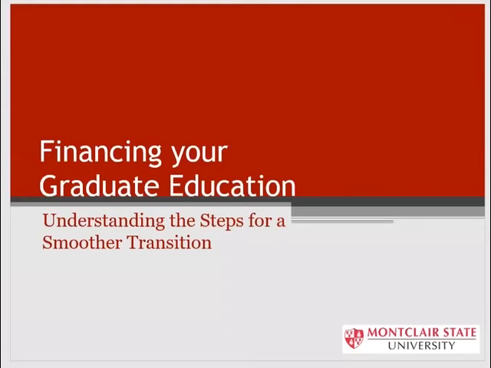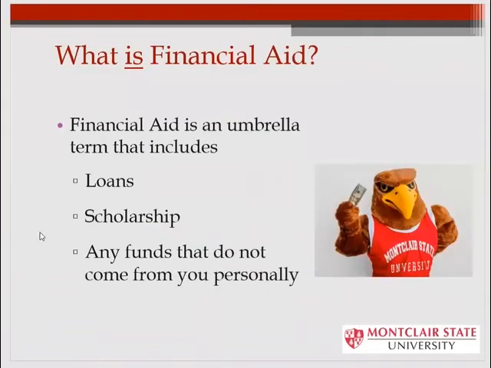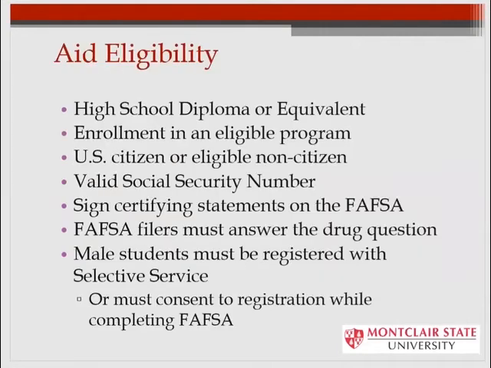All right, so financing your graduate education. First and foremost, what is financial aid for a graduate student? Financial aid is an umbrella term that includes loans, scholarships, basically any funds that do not come personally from you. As a graduate student, you would not be eligible for grants. Grants are for undergraduate students. So your options as financial aid as a graduate student are loans and scholarships, and any funds that personally come from you.